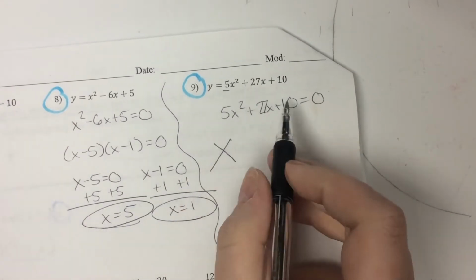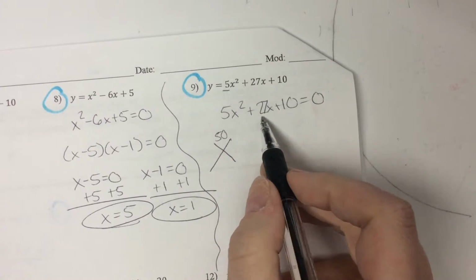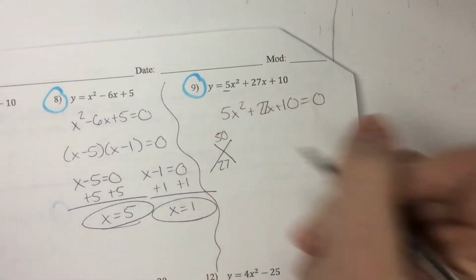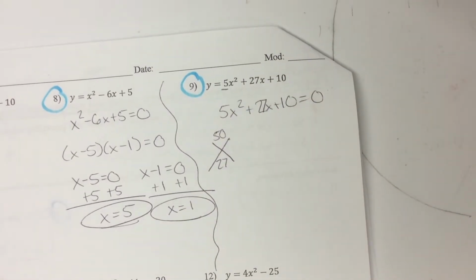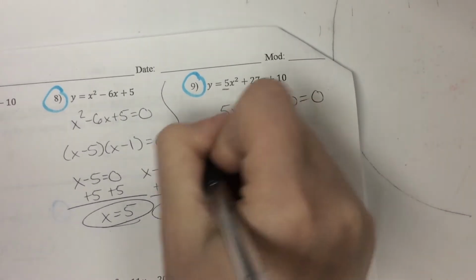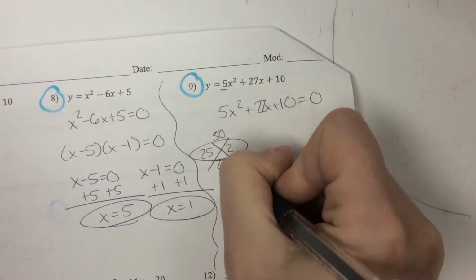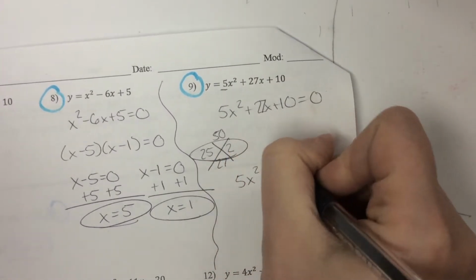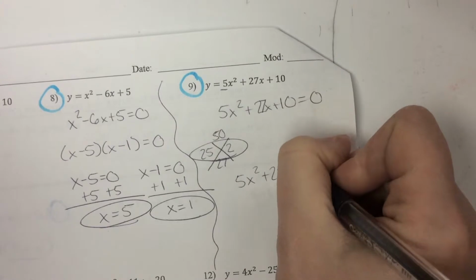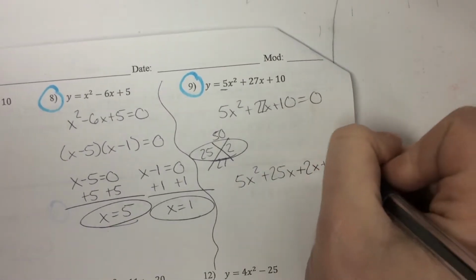All right, 5 times 10 gives me 50 at the top of my x, and I need them to add up to 27. So multiples of 50 that add up to 27, well, if I take half of 50, I get 25. 25 and 2. Okay, so I'm going to use those two numbers to split up that middle term. We have 5x squared plus 25x plus 2x plus 10, and that equals 0.